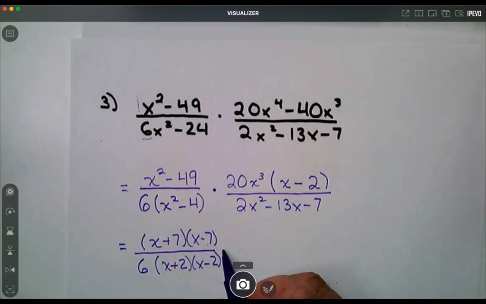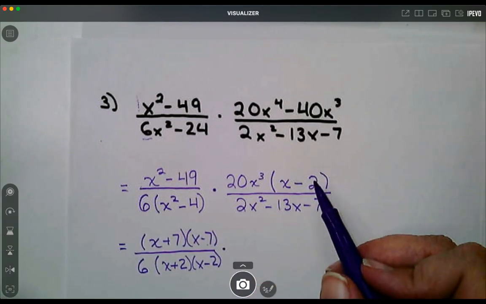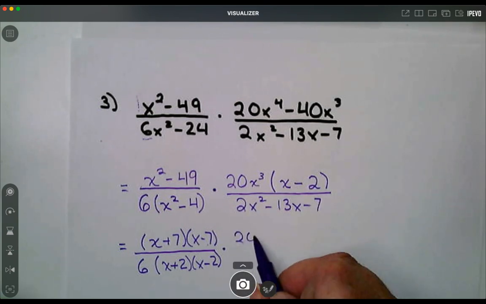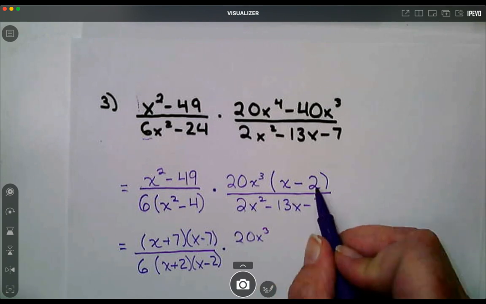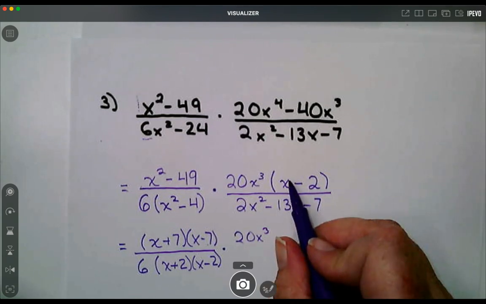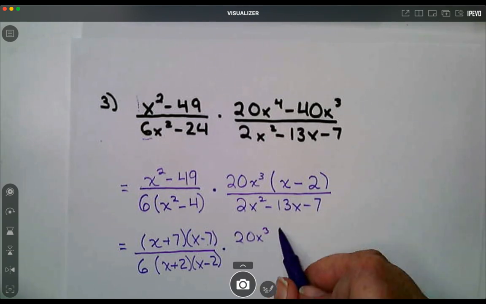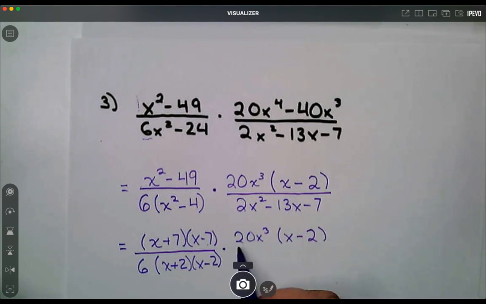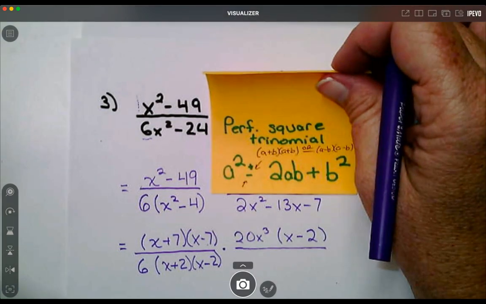All right, let's see what we have here. Hey, you know what? Let's keep this 20x to the power 3. I know this has 2 terms, but since there's no x squared or x cubed, there's nothing we can do with it. We're stuck with it for the moment. Is this one a perfect square trinomial?